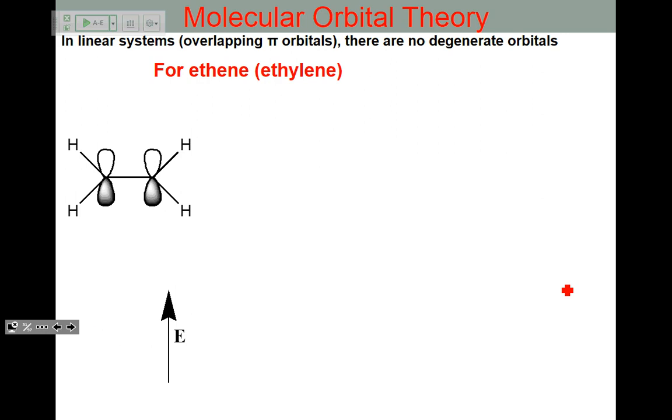So let's look at this simple one. We've looked at it a little bit. Here we have our ethylene. So we just have our pi bond.